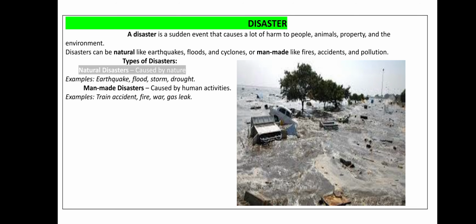The second one is man-made disaster. It means it is caused by human activities, like a train accident. It is also a disaster. फायर, वॉर या गैस लीक। कभी कभी हम देखते हैं कि सिलेंडर फटने की जो घटना आती है ना, या वॉर हो जाता है दो कंट्रीज के बीच में। Why is it a disaster? Because it causes a lot of harm to people, property and environment. That's why these activities come under disaster. But these are man-made disasters, not caused by nature. Natural disaster means earthquake, flood, storm, droughts.